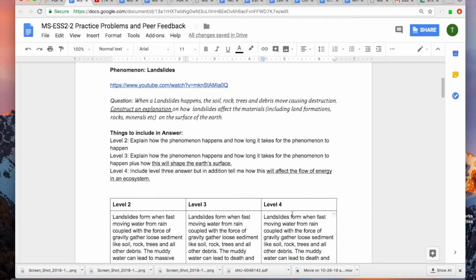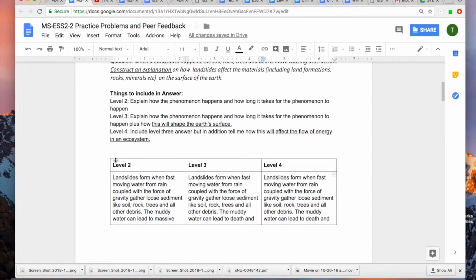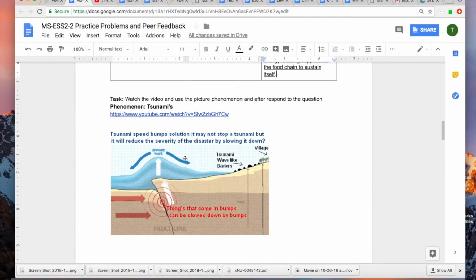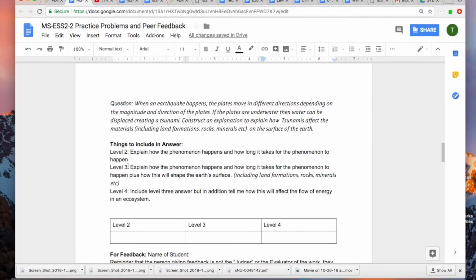So, remember, in MS-ESS2-2, we're constructing an explanation on geoscience processes, landslides. This is the example. You can do a level 2, a level 3, or a level 4 answer. It's really up to you in your comfort zone. You guys will do tsunamis on your own. Here is the question. Here is what we want you to answer for a level 2, level 3, or a level 4. You decide. Most people are doing a level 3 and then trying to do a level 4, but you could do a level 2 or a level 3 or both of those if you want.